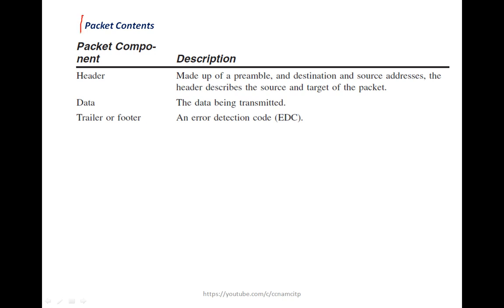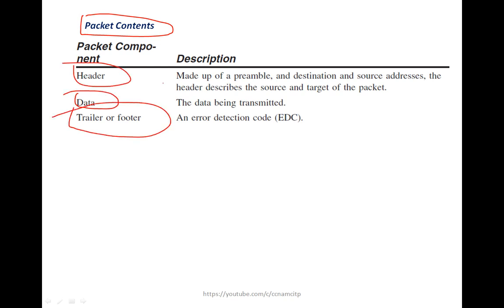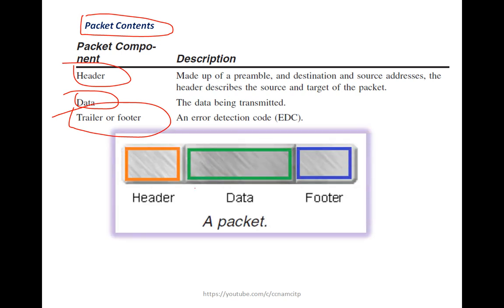And what is that now? Packet contents. So what will be inside that packet? First one is header, I told you. Second one is data, and third one is trailer or footer. So what is that header here? This is a part of that particular packet. First one is header, second is data, and third one is footer.